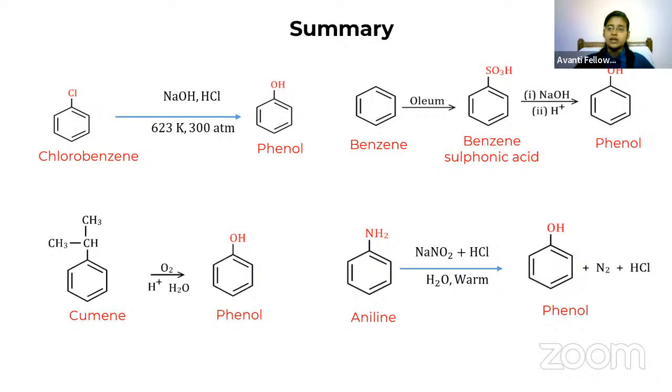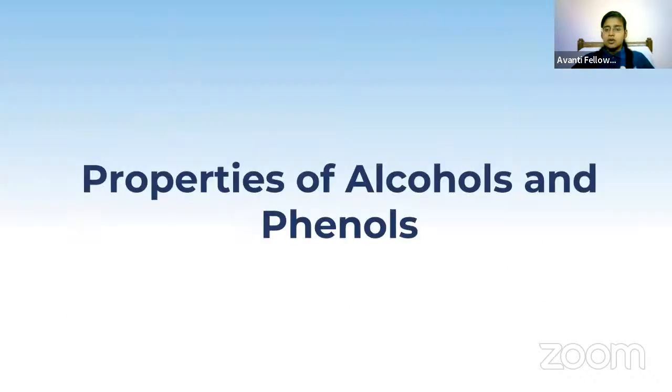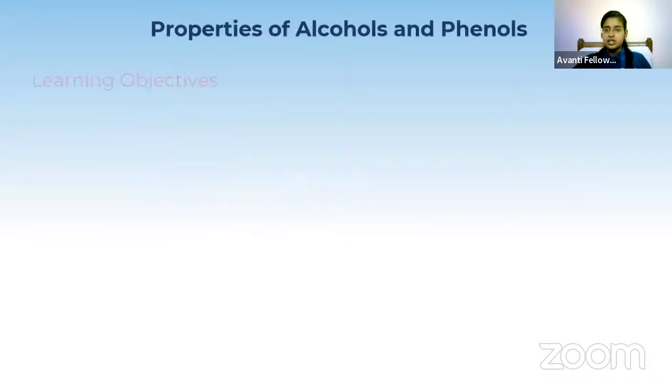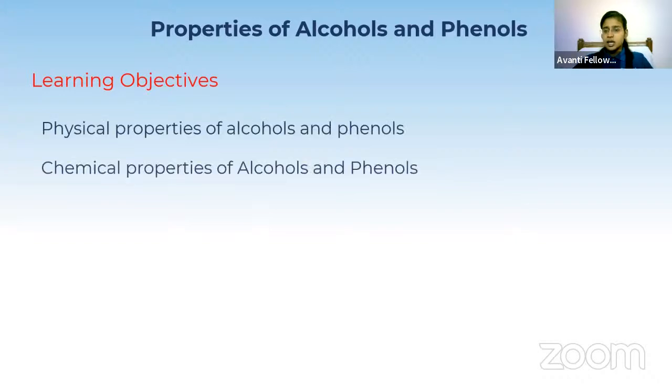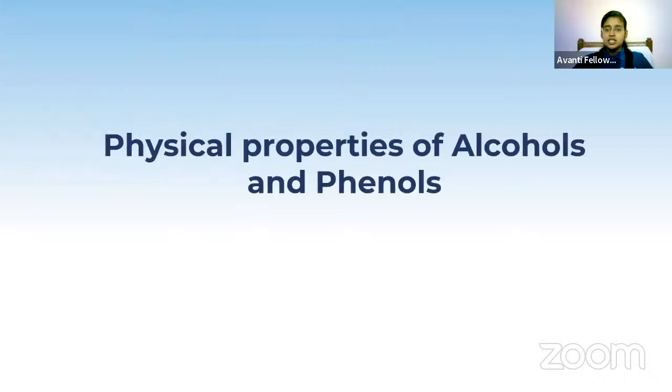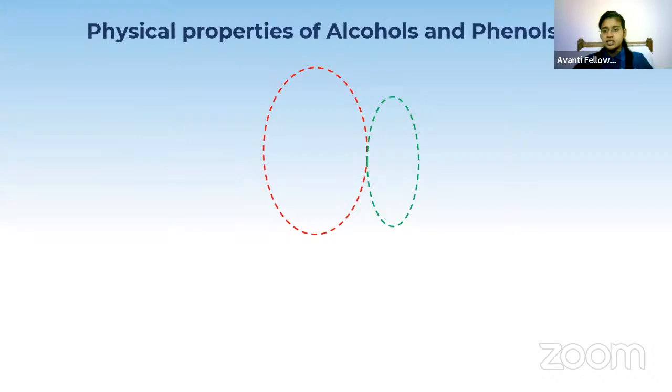Okay, let me go ahead with the properties. Properties of alcohols and phenols. The learning objectives are, first of all, we are going to learn the physical properties, and next the chemical properties. Coming to the physical properties of alcohols and phenols, you see here, I have taken an aromatic alcohol and an aliphatic alcohol.